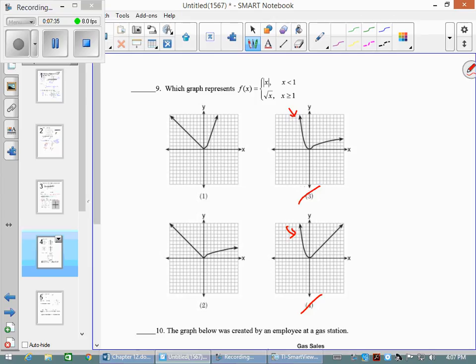If we look at our second option, our second part of our piecewise function is the square root of x, and that's when x is greater than or equal to 1. So our square root function looks like number 2 here. Number 1, again, this is our other half of our quadratic, so that cannot be it. And our answer is choice 2.